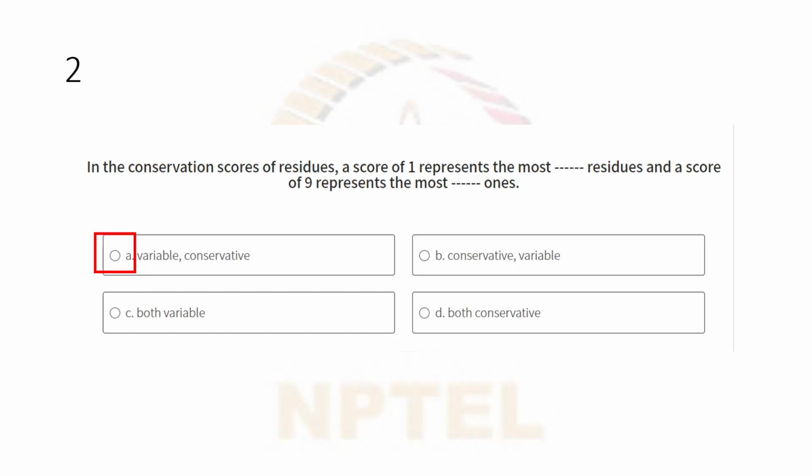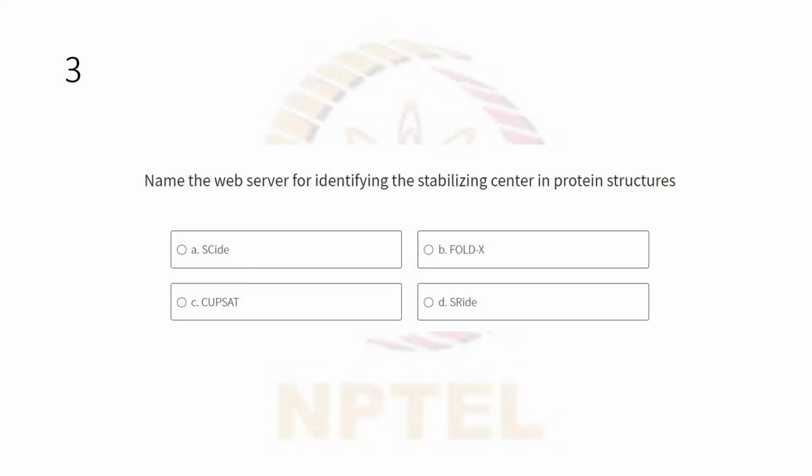I'm just giving the explanation of this answer only. Still, we are doing the second question as well. A second conservation score. Yeah, moving on to the third one.